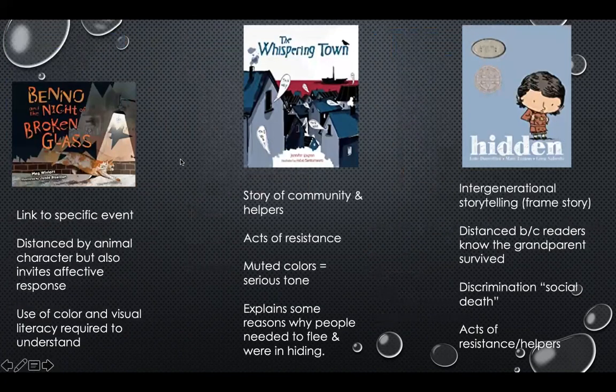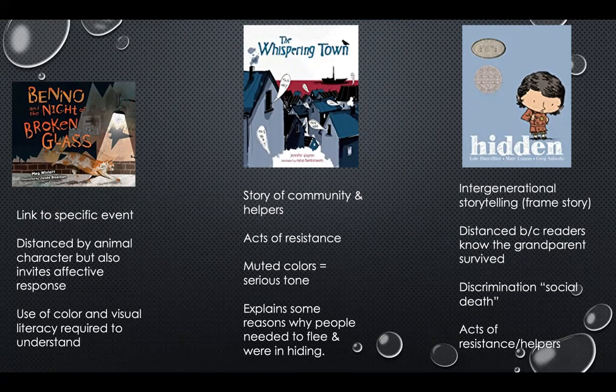Benno and the Night of Broken Glass is about the specific Kristallnacht, but it is through the perspective of this cat, Benno, and we see Benno about town, going and getting scraps of food and having people pet him. And then suddenly there's this pogrom, and we experience him hiding, very nervous and shaky, and hearing the sounds of broken glass. So it's really good to link it to a specific event, but it's distanced by the animal character.